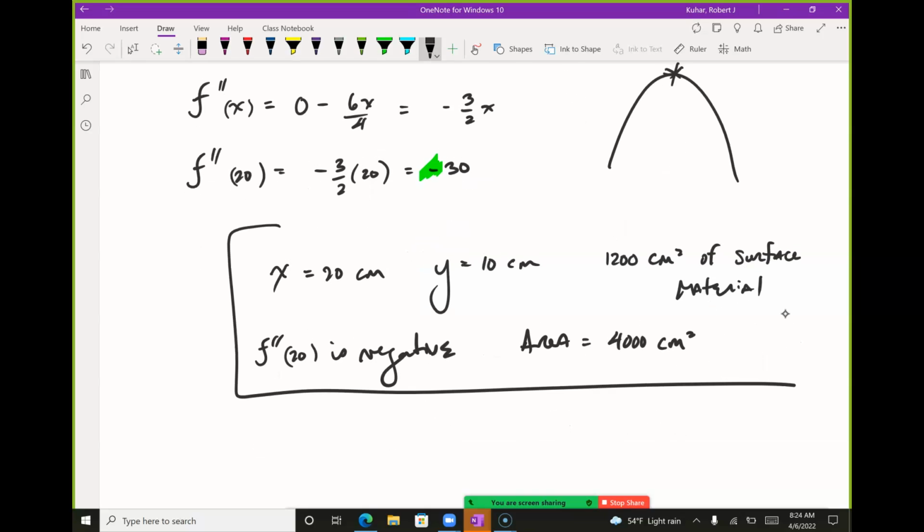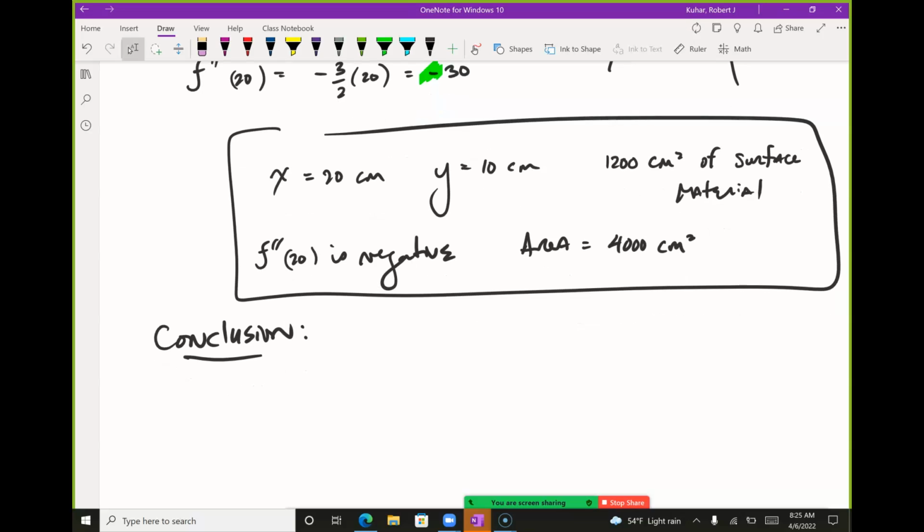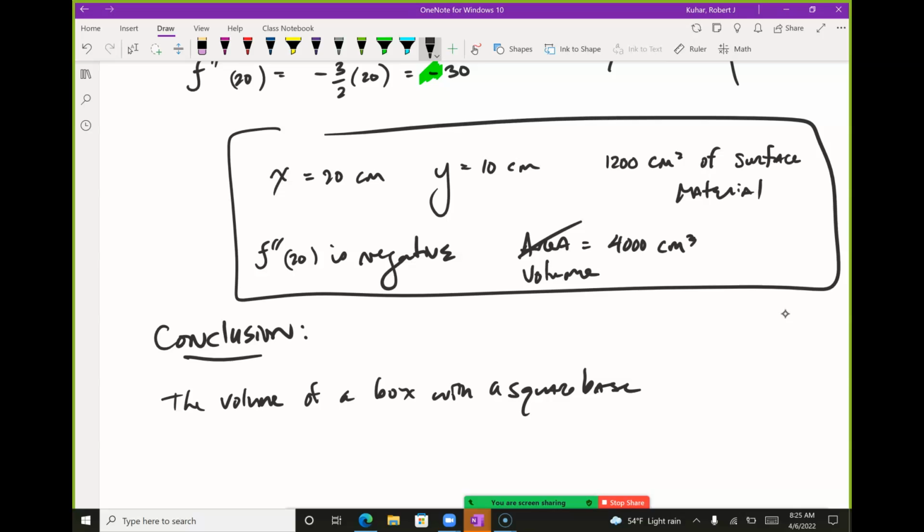So with this, we can write our conclusion. 4,000 is good. Yep. So conclusion, right? The volume... Why not volume be cubed instead of squared? Thank you. You're correct. Maybe that one was on purpose. It's not our area. I wrote area. It's volume. Thank you. Area is squared.